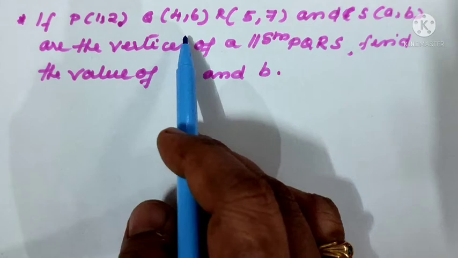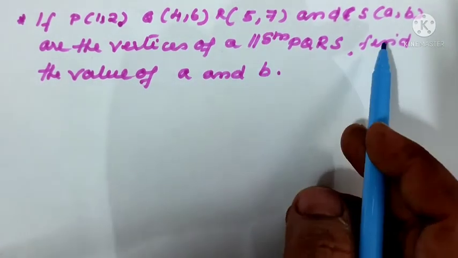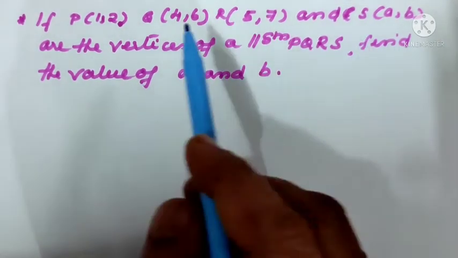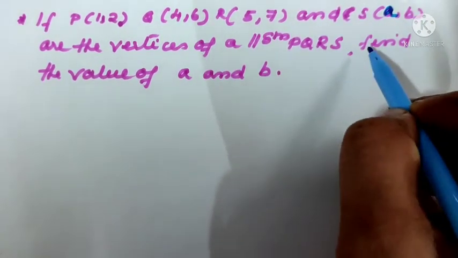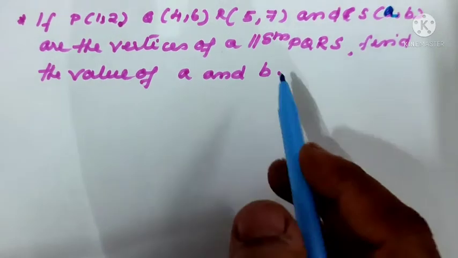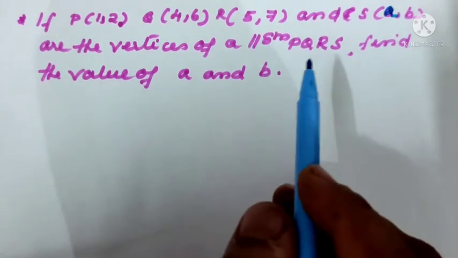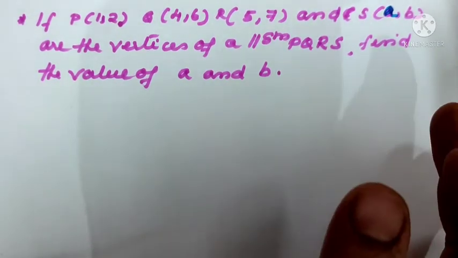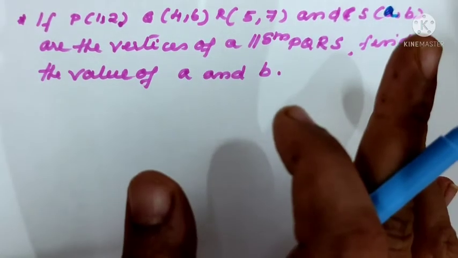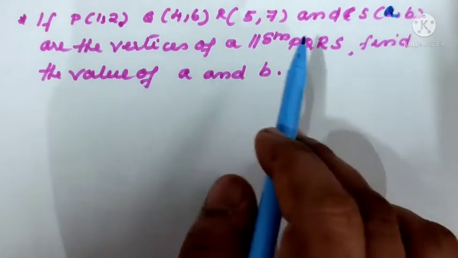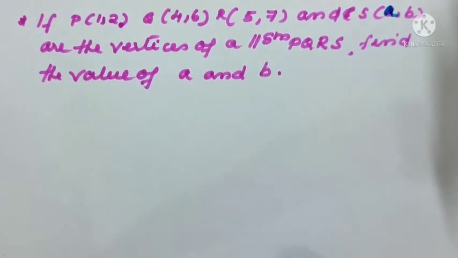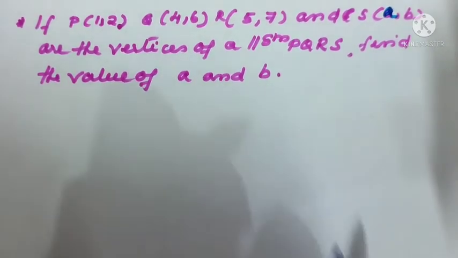P (1, 2), Q (4, 6), R (5, 7) and S (a, b) are the vertices of the parallelogram PQRS. Find the values of a and b. In the last question we learned that the diagonals of a parallelogram bisect each other, because of that we got the same midpoint, right? The diagonals AC and BD have the same midpoint. Now we have different names, PQRS. So since it is a parallelogram, the midpoint of diagonal PR is the same as that of QS also.